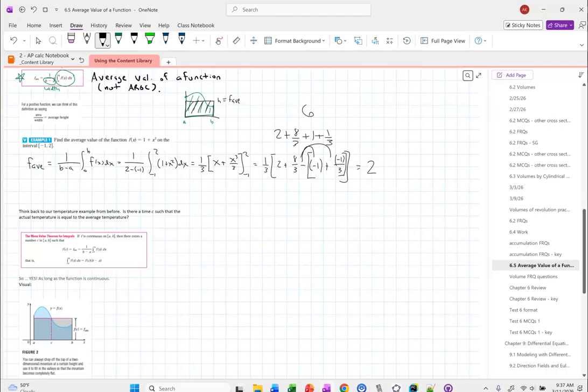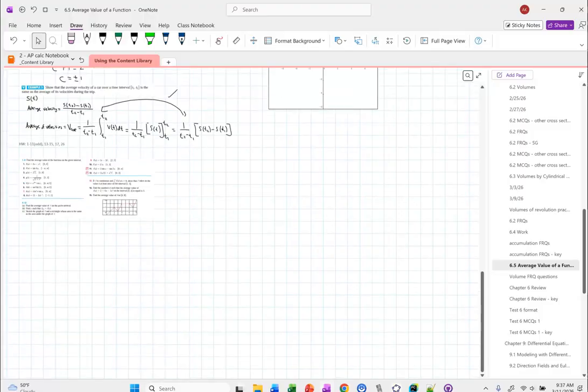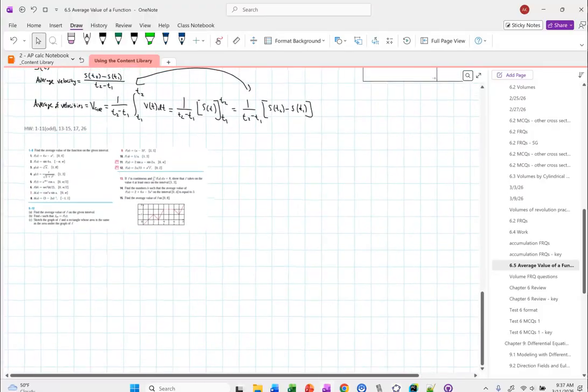Everybody okay with 6.5, more or less? The homework should be relatively straightforward. There's just a few problems, not even much to do.